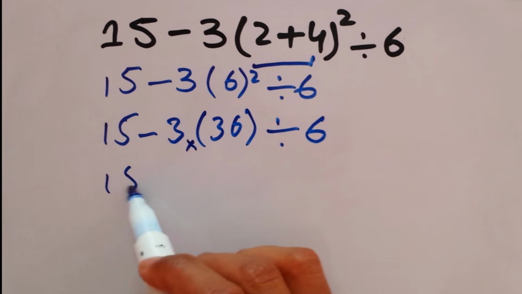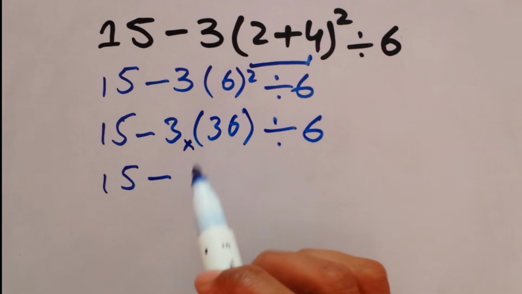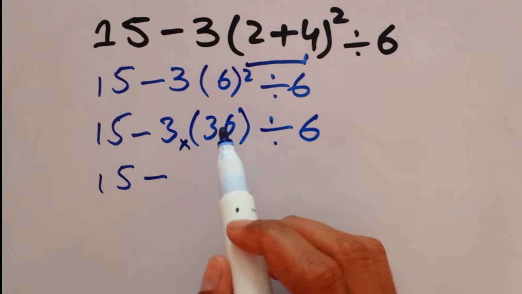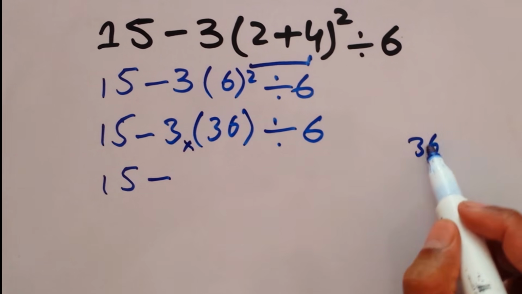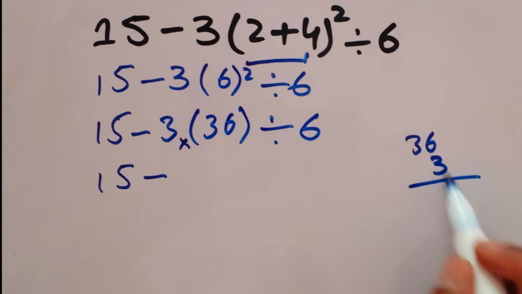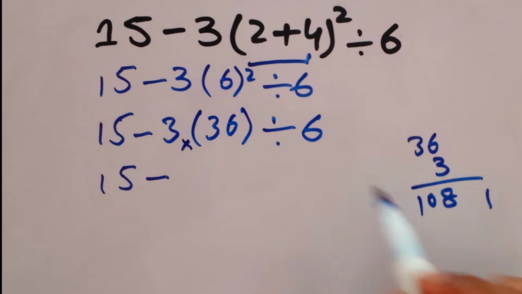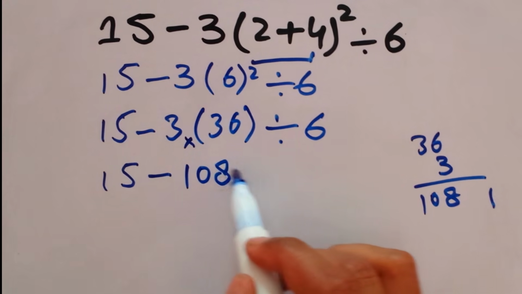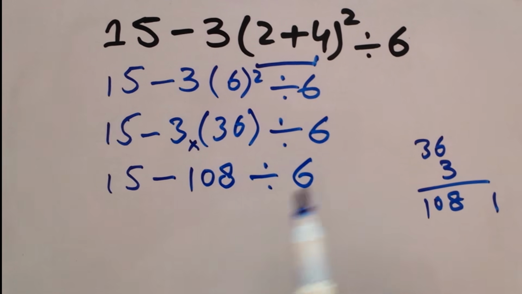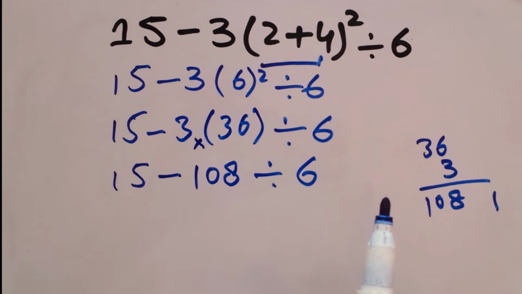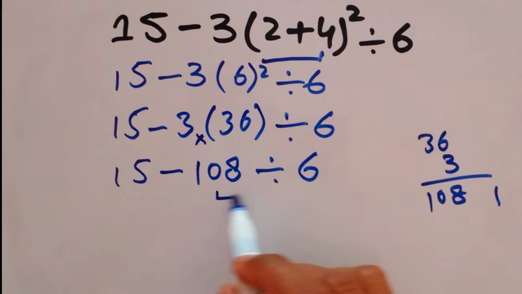So 15 minus 36 and times 3. 108 divided by 6. Now division first.